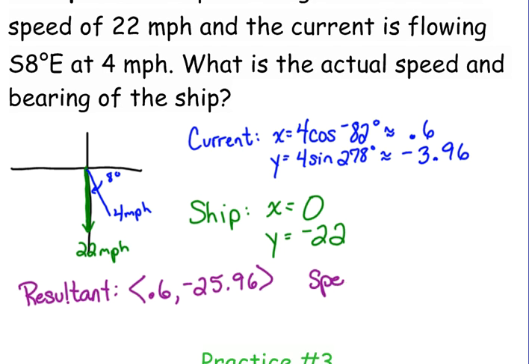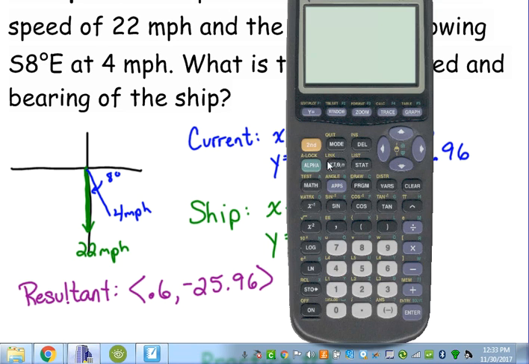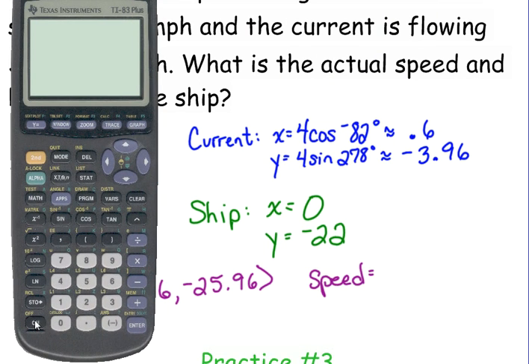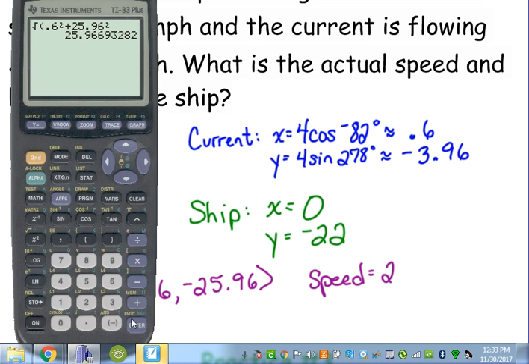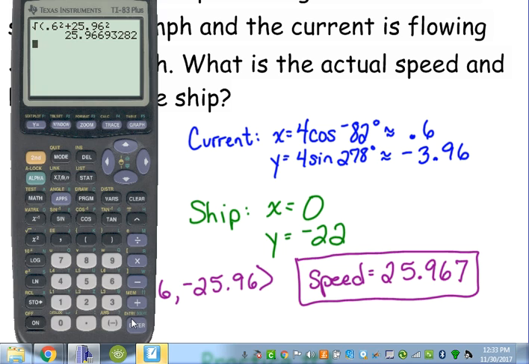So the speed, I'm just not writing out the work this time. Square root of the X component squared plus the Y component squared. So 0.6 squared plus 25.96 squared. Don't put the negative in there unless you put parentheses around it. So it's just better that you not put the negative in there. So we get 25.967.